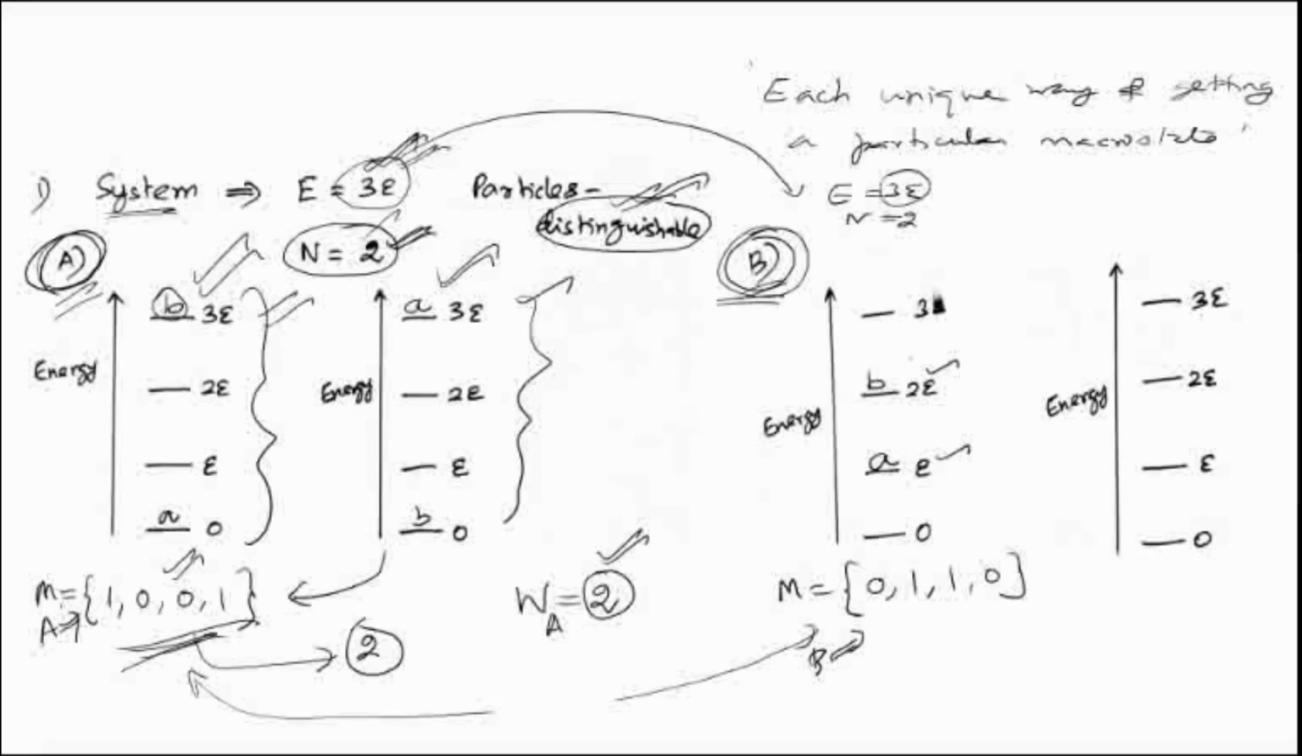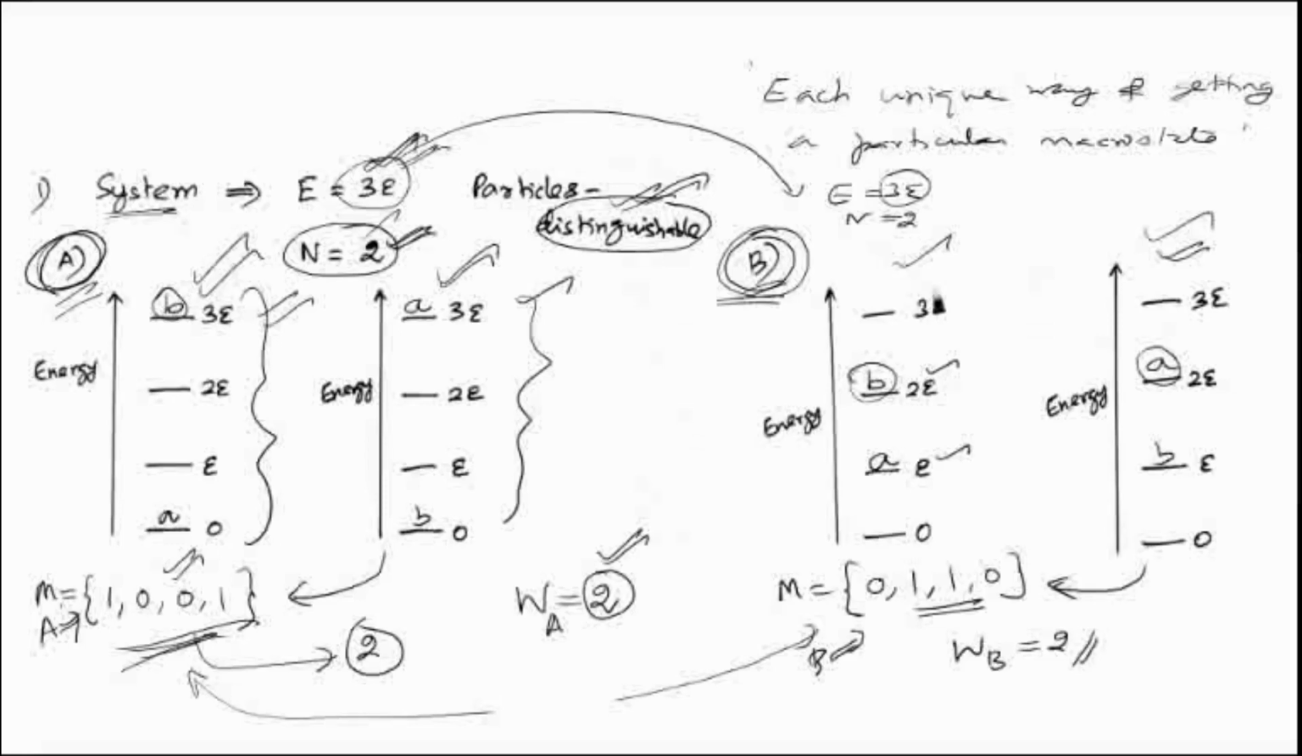If I swap these two particles, placing particle A here and B here, this distribution also has the same occupation indices. But we know very well the particles are distinguishable, so particle B and particle A are not same. Therefore, this is actually a different distribution. So this macrostate can be obtained in two different ways. This is one, this is two. Each unique way of getting a particular macrostate is called a microstate. So for macrostate B, how many microstates are possible? Here also we have two microstates.